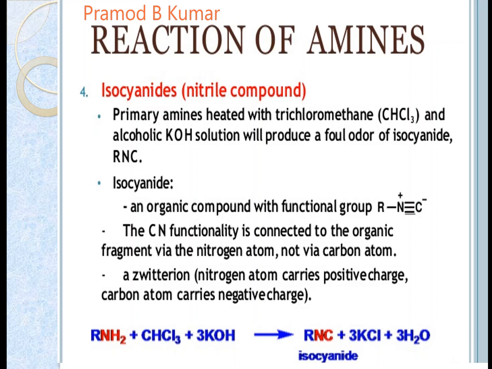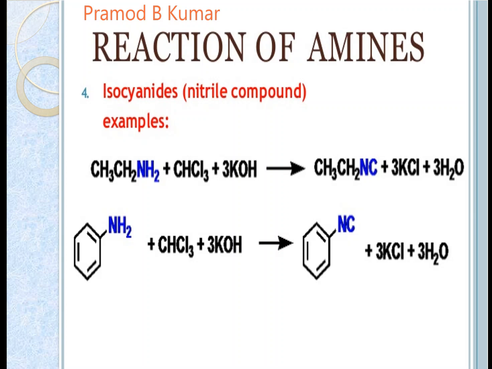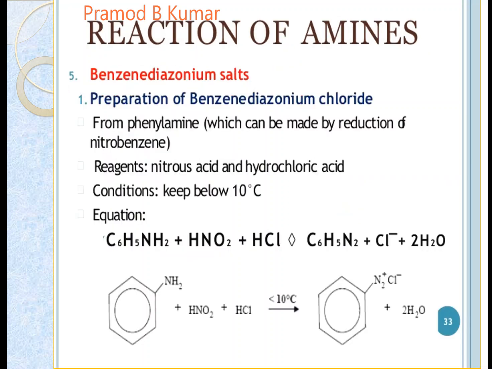That is, both the positive and negative charge are present. That's why they are called zwitterions, because the nitrogen has a positive charge and the carbon has a negative charge. So you get both charges on the compound. When you treat this amine with chloroform and alcoholic KOH, you get the corresponding isocyanide. So when aniline is treated with this, you get the isocyanide of aniline, benzene isocyanide. So these are the reactions of aniline.